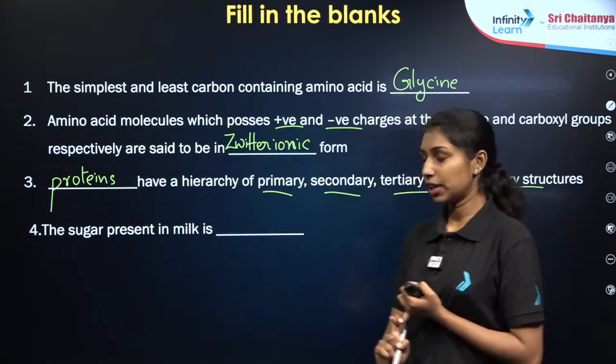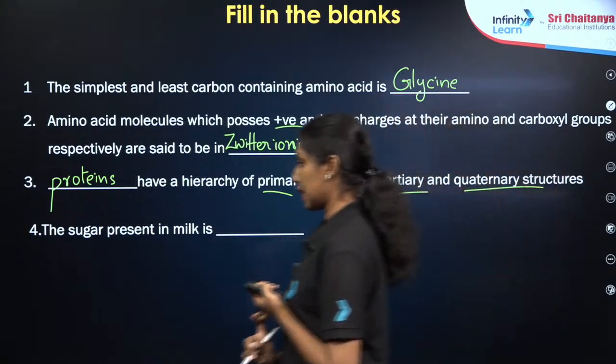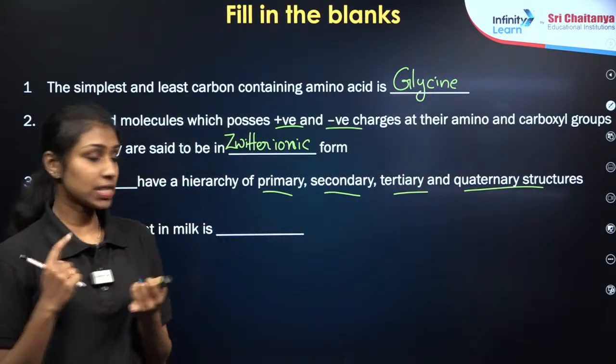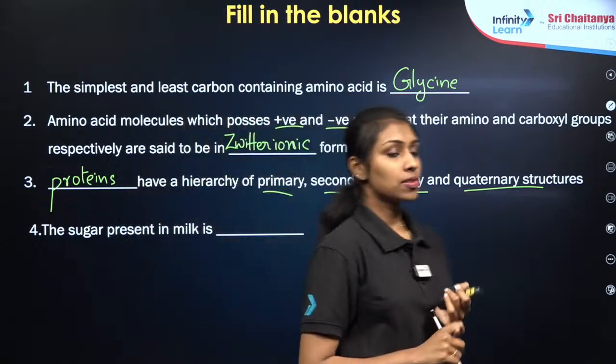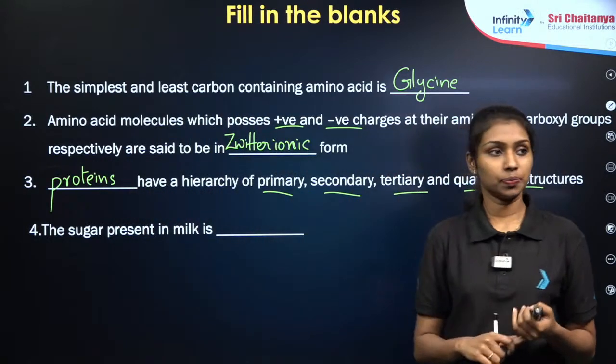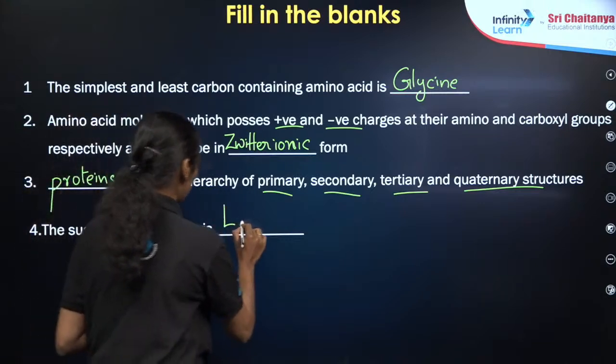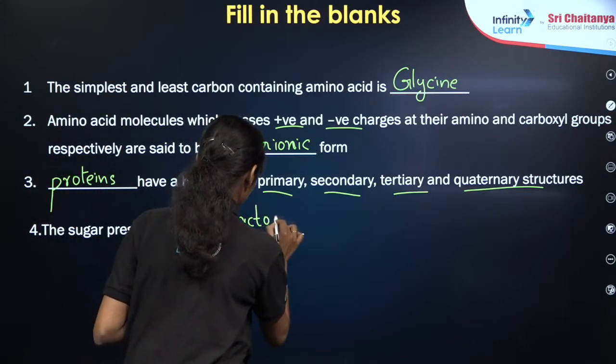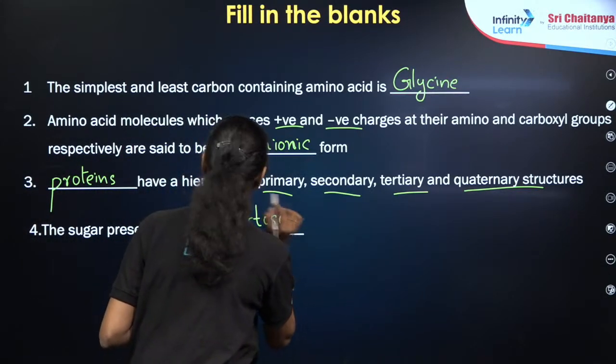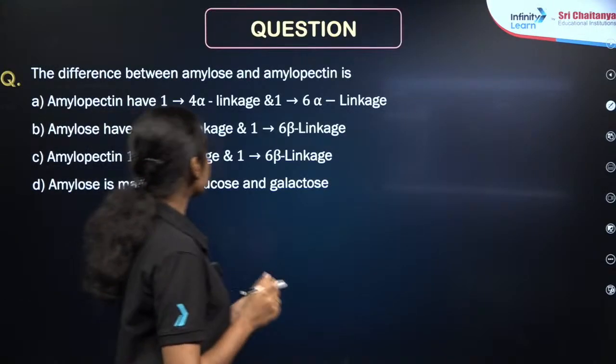We have studied about the different types of polysaccharides and disaccharides. Which one is the sugar that is present in the milk? It is also known as milk sugar. Lactose, right? Lactose is the sugar, or the carbohydrate, which is present in the milk. Okay, here is the last question.